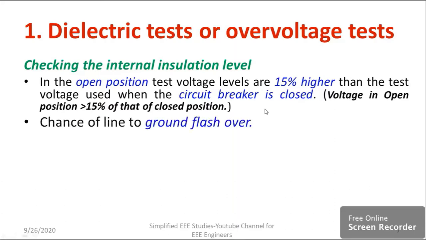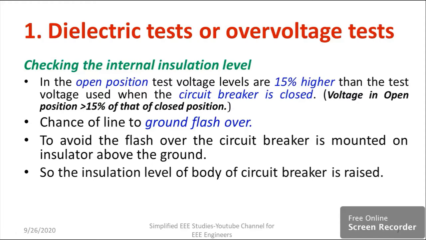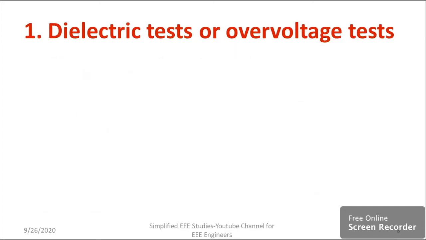Chance for line to ground flashover will be there. So what to do for that? To avoid the flashover, the circuit breaker is mounted on insulation above the ground so that we can get rid of the chance of line to ground flashover. So the insulation level of the body of the circuit breaker is raised a little bit. We can measure the requirement of insulation level based on the flashover. So let us continue.